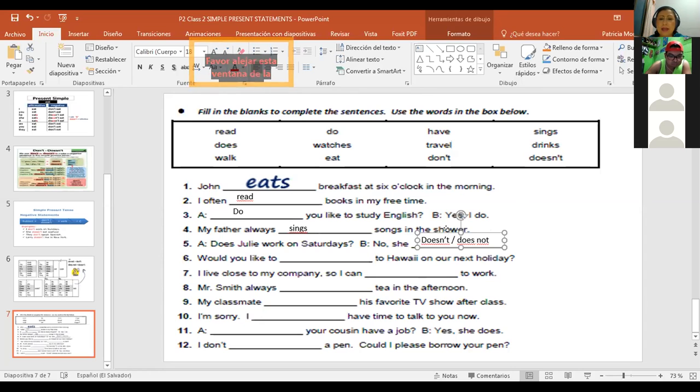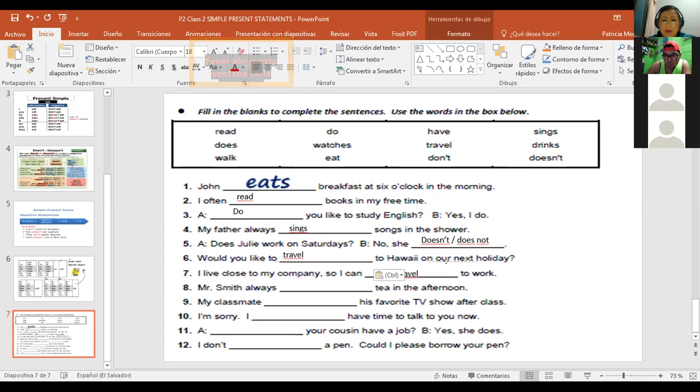Ok. Number six. Volunteer for number six. Let's see. For number six is travel. Ok. Would you like to travel to Hawaii? Right? Since we are talking about you, we don't have to add the rule. Como estamos hablando de you, no aplicamos la regla. Entonces decimos travel. Travel.